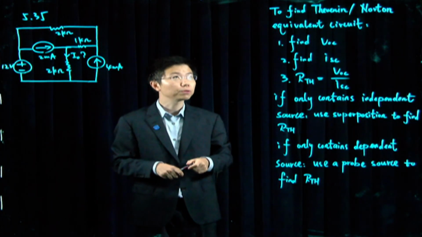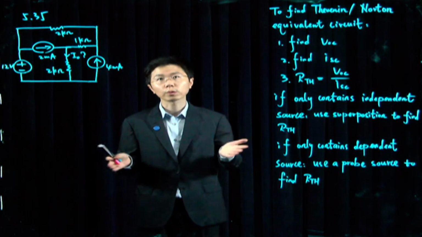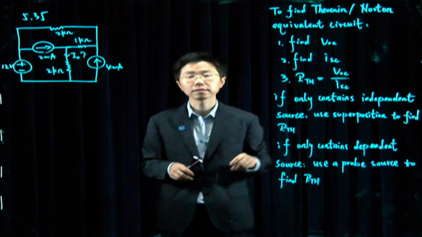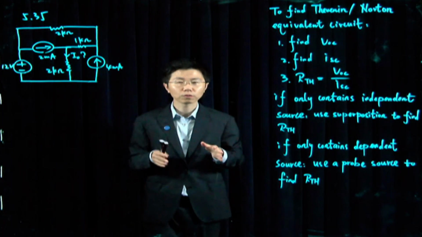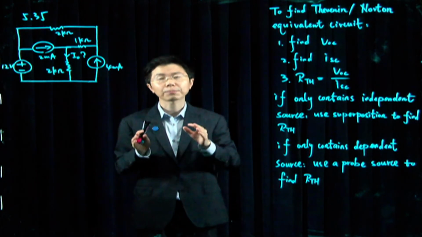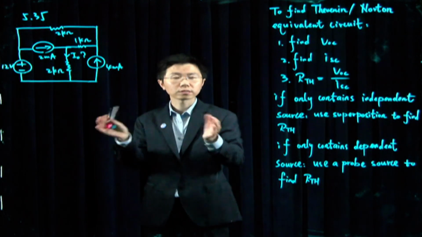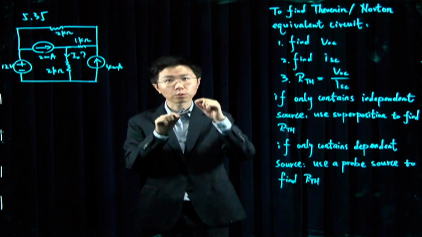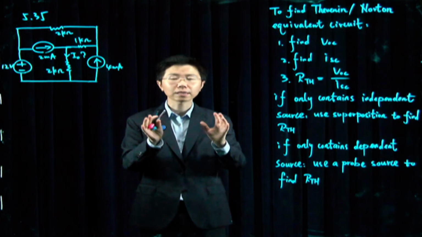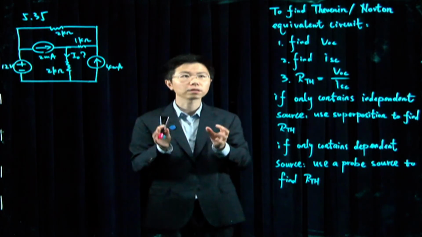Simply put, there are three steps for finding Thevenin or Norton equivalent circuits. Firstly, find the open circuit voltage. You need to choose where you want to separate a part of the circuit from the rest of it, and find the voltage across those two separating terminals. The part being separated is sometimes also referred to as the load of the circuit.